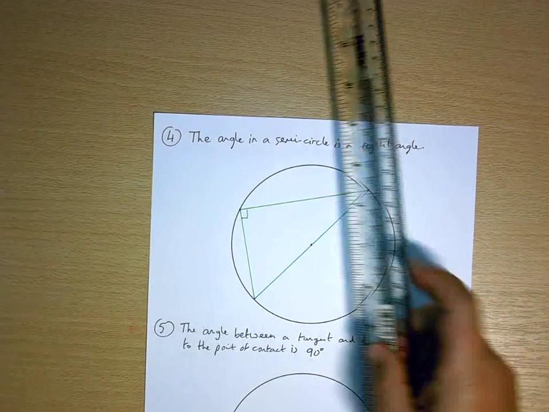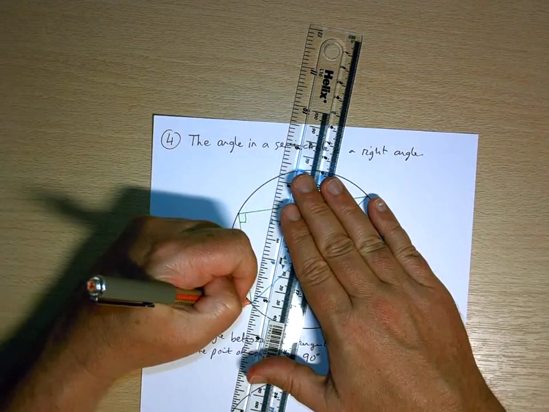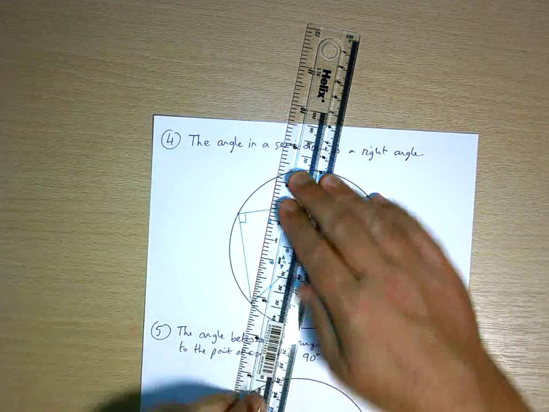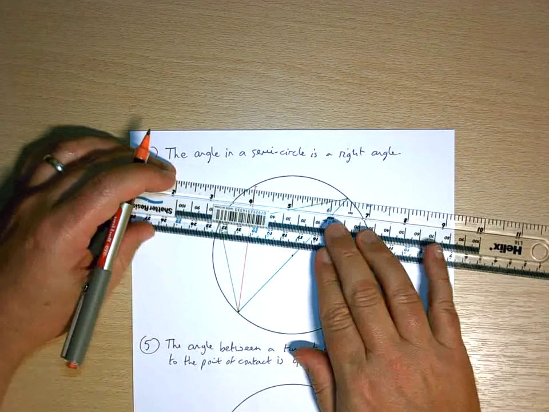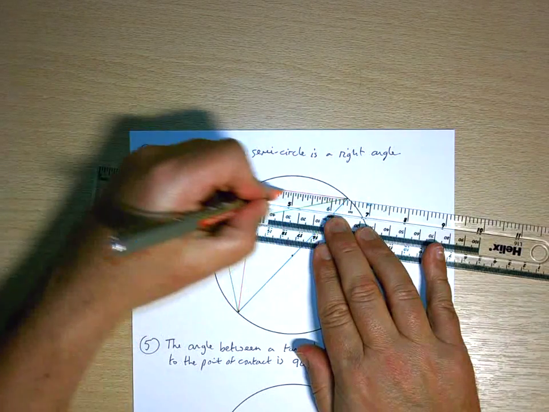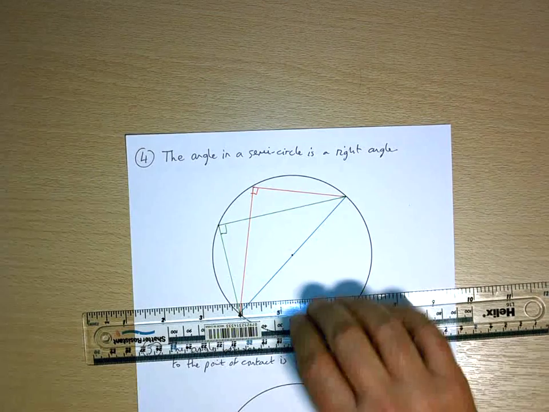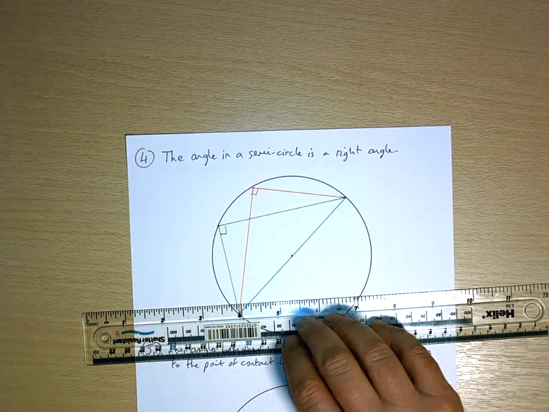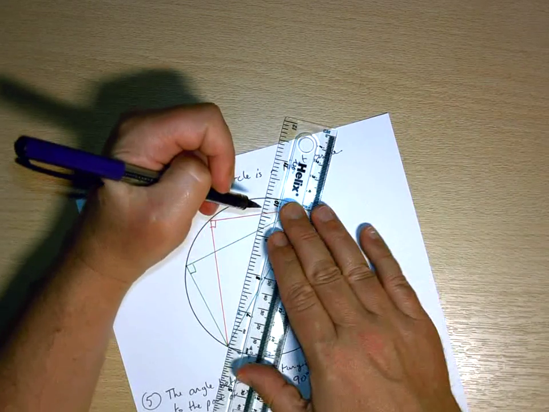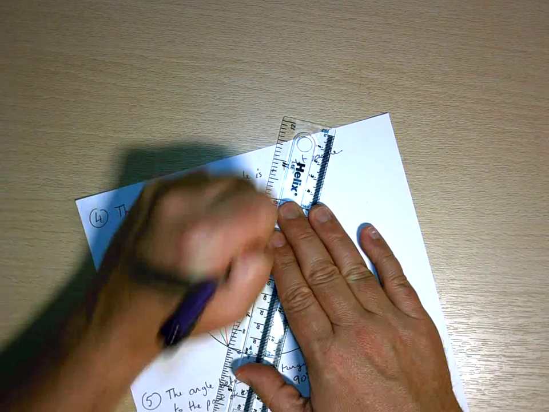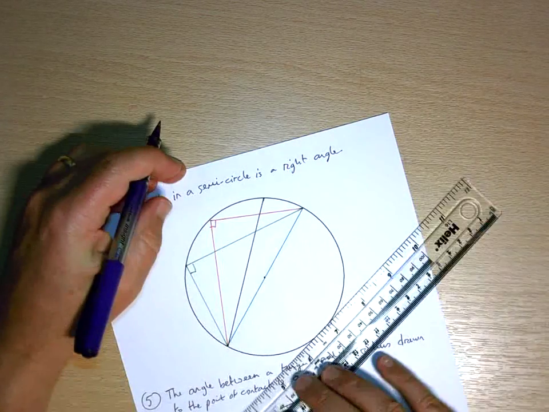And if I fire further over, that is also a right angle. And if I fire further over again, it still remains a right angle.